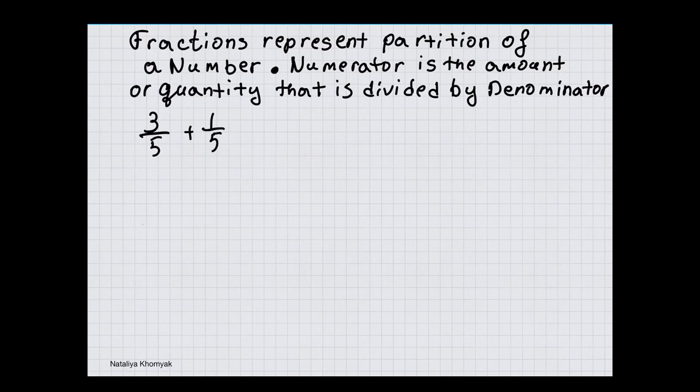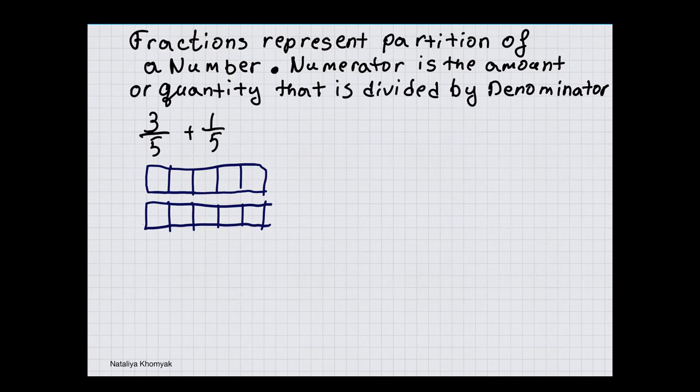If you think about fractions as partition of a number, in this case, it would take 5 pieces to make one whole. What this problem represents is that we have 3/5 of one fraction and 1/5 from the second fraction. So if we combine these two fractions, we will get 1, 2, 3, 4 pieces out of 5.